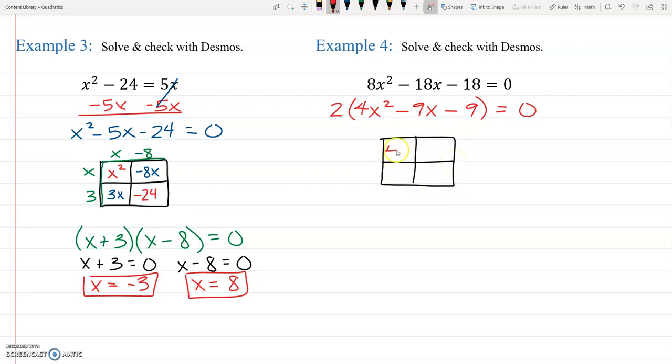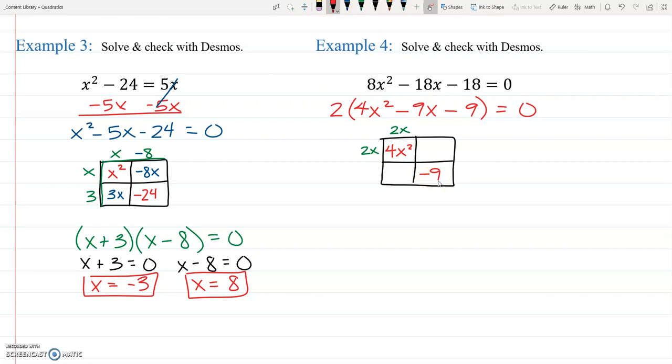I'm going to put my 4x squared here, and I'll start by making a guess. What should we guess multiplied by each other to give me 4x squared? Probably 2x and 2x, but we don't know. It could be 4x and 1x. I might have to go back and change that. Okay, let's get my other guy down there. Down in the right corner should be negative 9. I'm not going to worry about the negatives till the end.